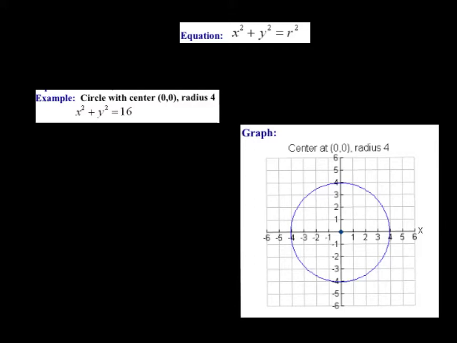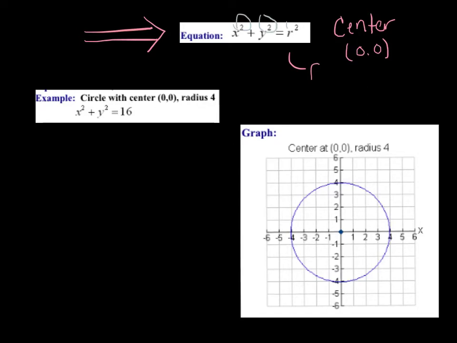Let's start with a simple circle equation, and you'll notice that equation is x squared plus y squared equals r squared. In this particular case, our center is 0, 0, and our radius, of course, is just r. Just take special note that every term is squared, and that's the whole key. Every term is squared.